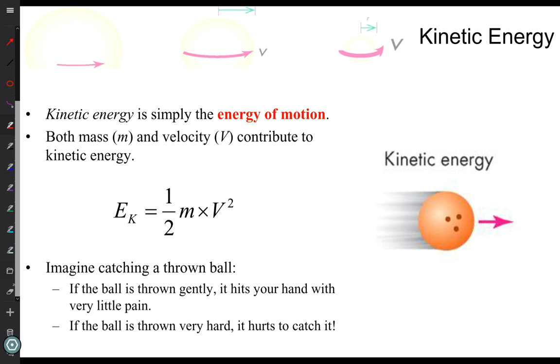We have energy in motion that we call kinetic energy. So kinetic energy means energy of motion. And the energy of motion is 1/2 mv squared. If something goes faster, it's going to have more kinetic energy. If it goes slower, it has less.